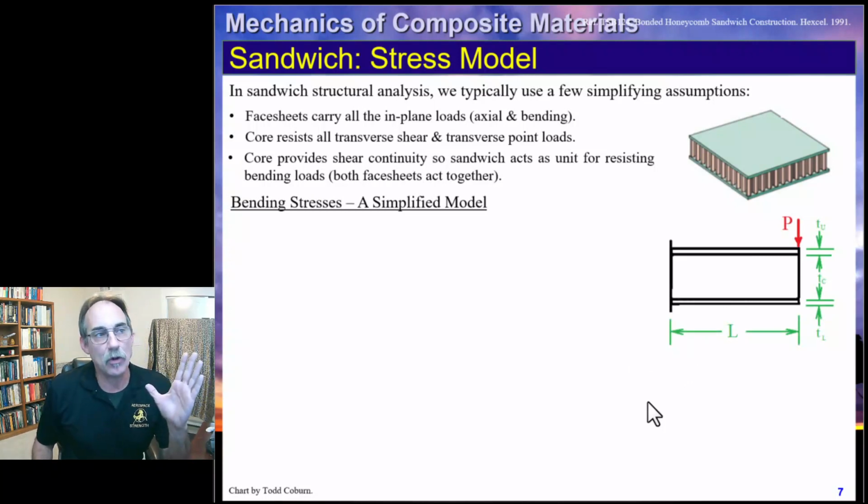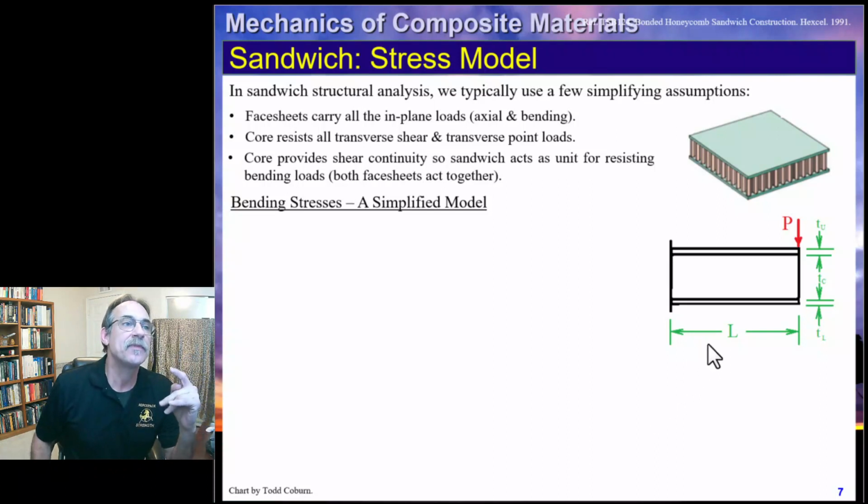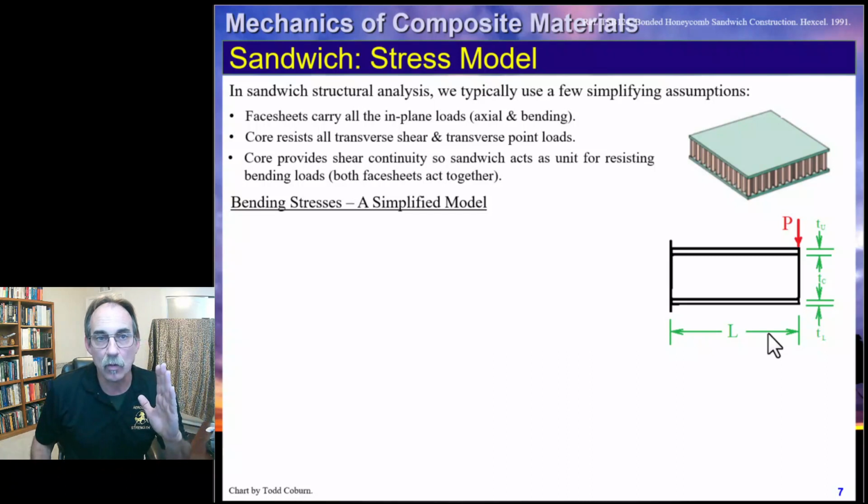Once again, let's just focus on a cantilever beam. This can apply to any kind of structure. So here we have a beam. We were fixed on the left end. It's got length L. We have an upper, lower, and a core thickness, and we have a point load on the end.